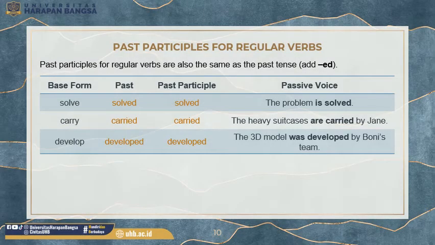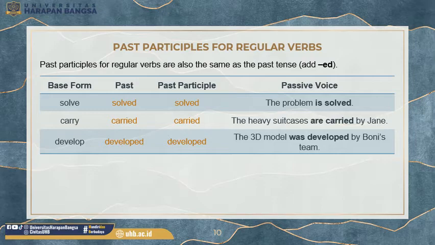Now let's discuss past participle. We will start with past participles for regular verbs. Past participles for regular verbs are also the same as the past tense. We add ed after the verb. Jadi bentuk past participle sama dengan bentuk past untuk kata kerja yang beraturan.